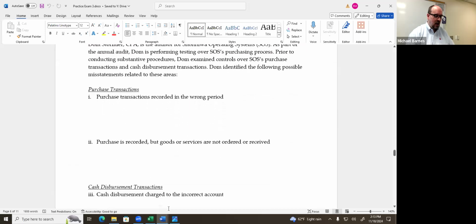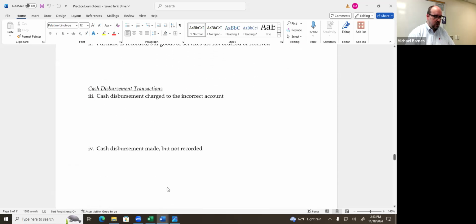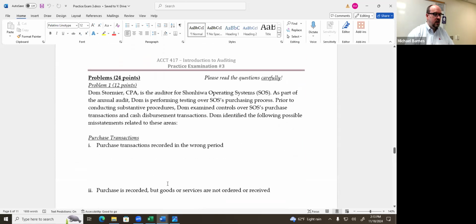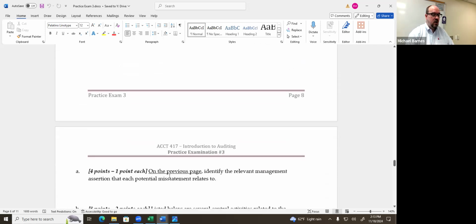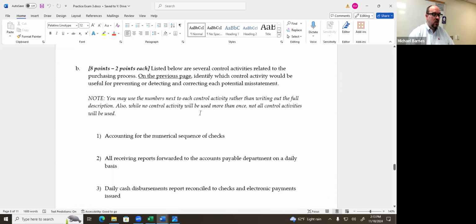All right, I'm going to jump a little bit ahead here. So here's a question I was talking about. And again, there will be a problem on the exam that's nearly identical in format to this. The way that I think you should approach these questions is I think that you should start by looking at the control activities related to the process and identifying two things.